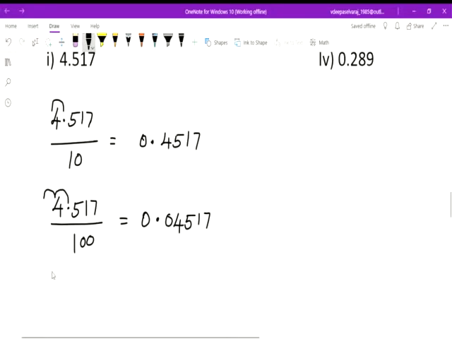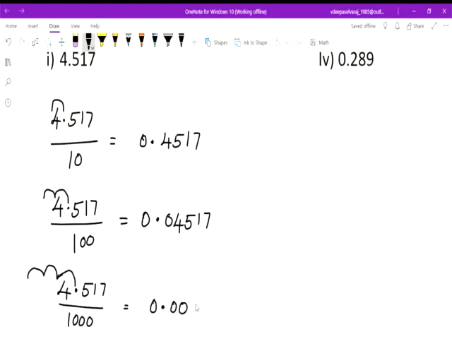Next, 4.517 divide by 1000. When we divide by 1000, the decimal places will move 3 places to the left. 1, 1, 2, 3. So in this place, what do you want to do, children? You have to add 0. So 0.0045517. Do you understand, children?